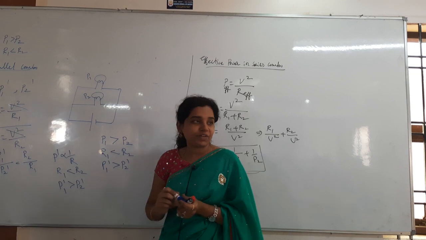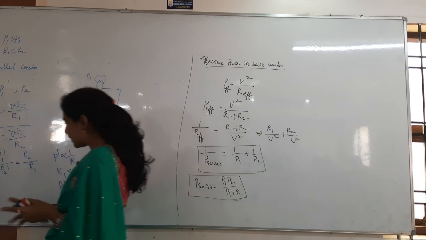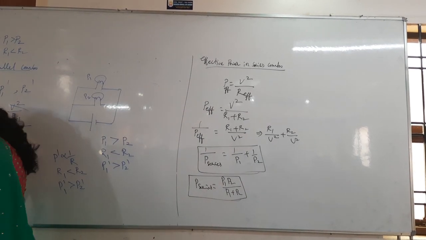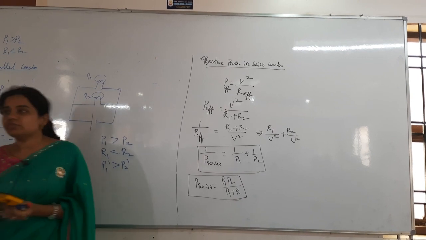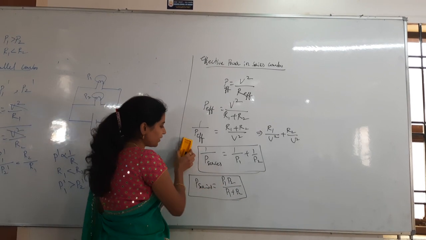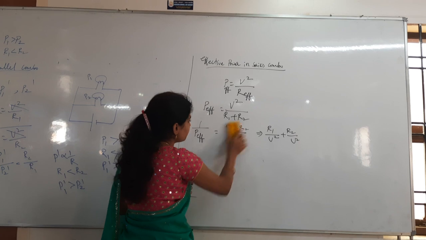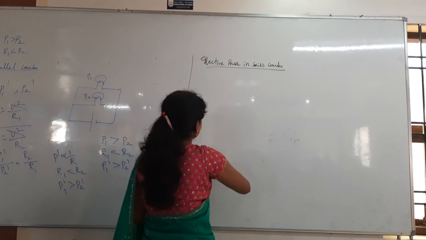Now we will see the effective power. For calculating the effective power, what formula will we get? P effective is equal to P1 plus P2. That's it. We will see that.